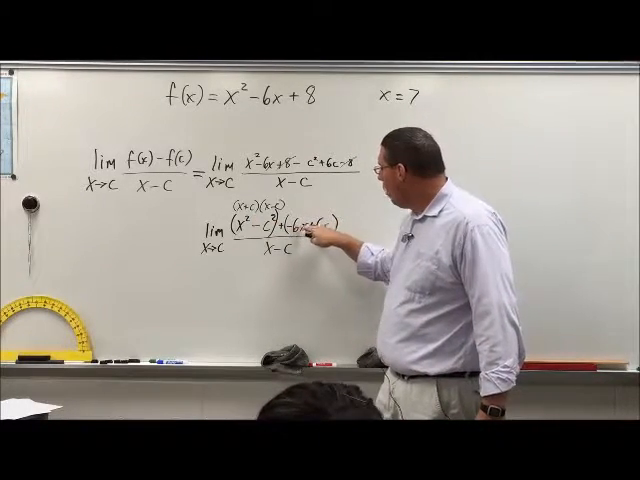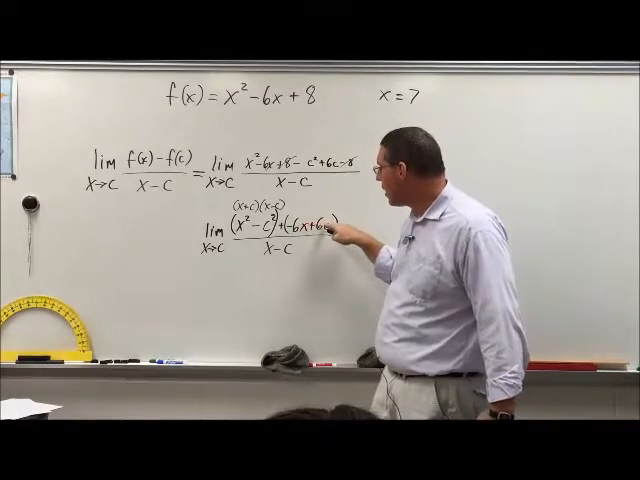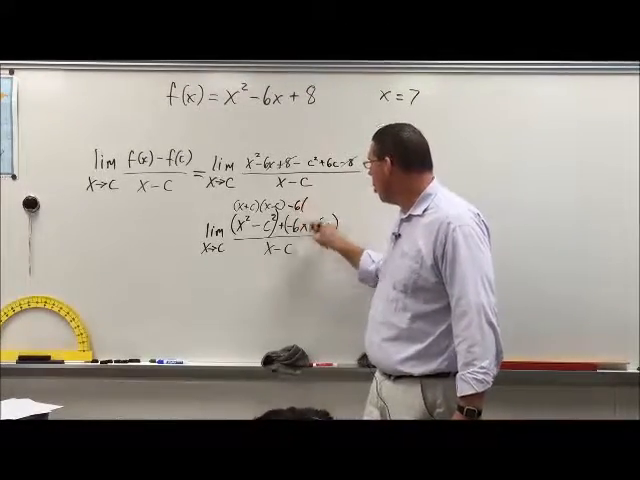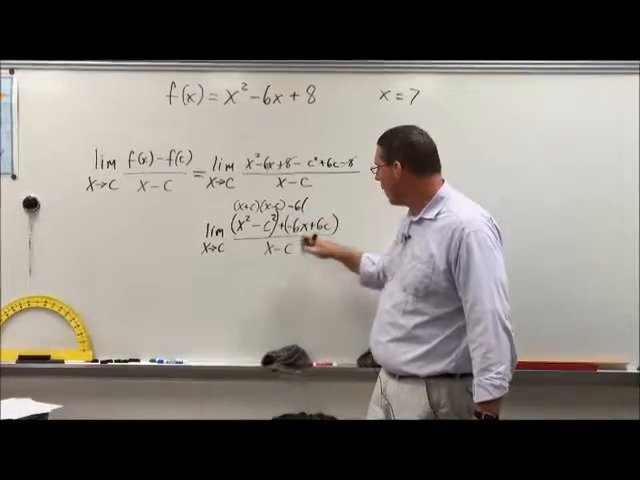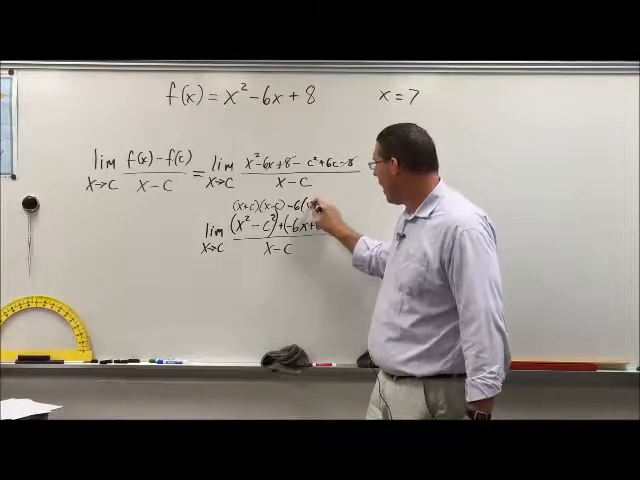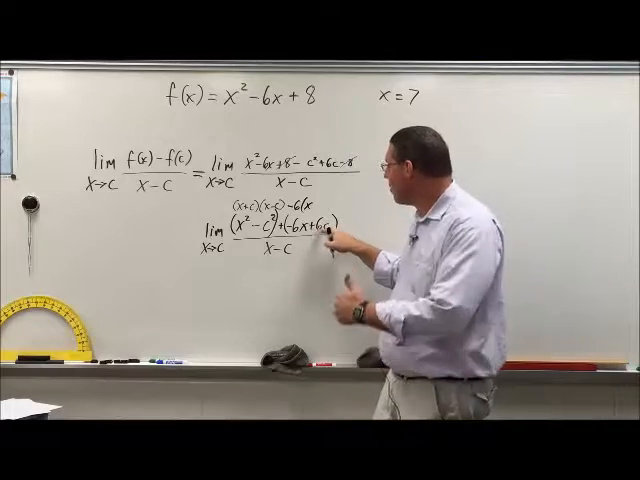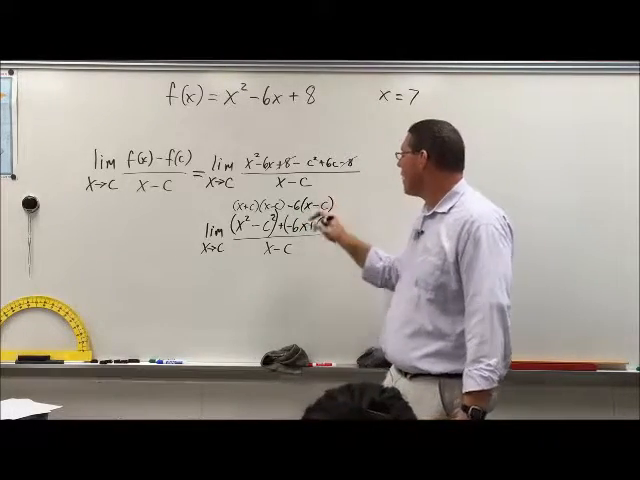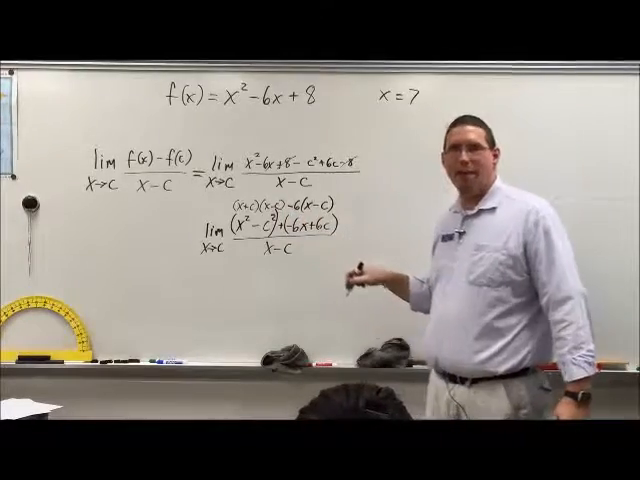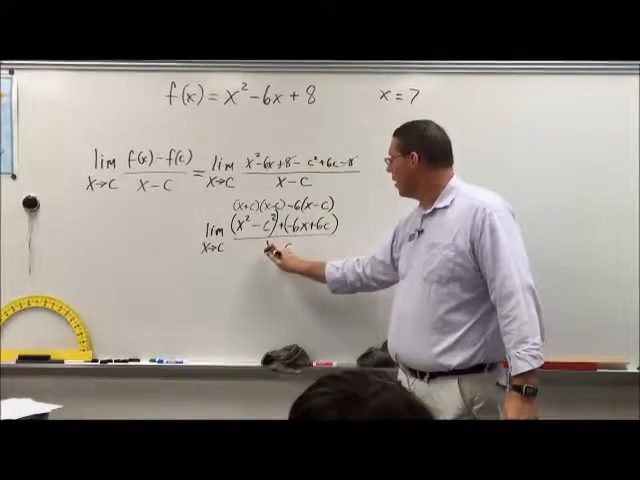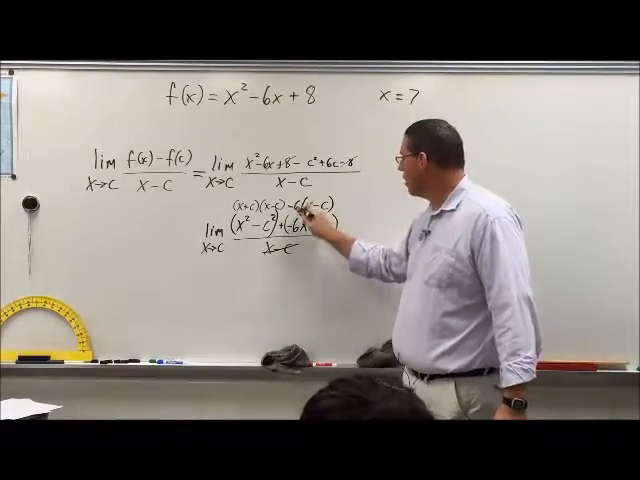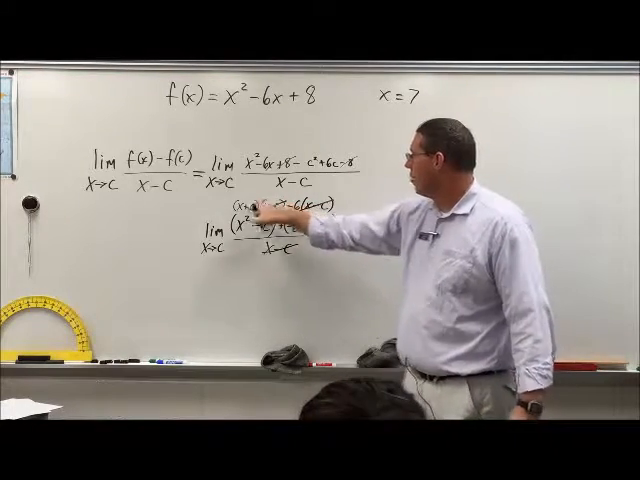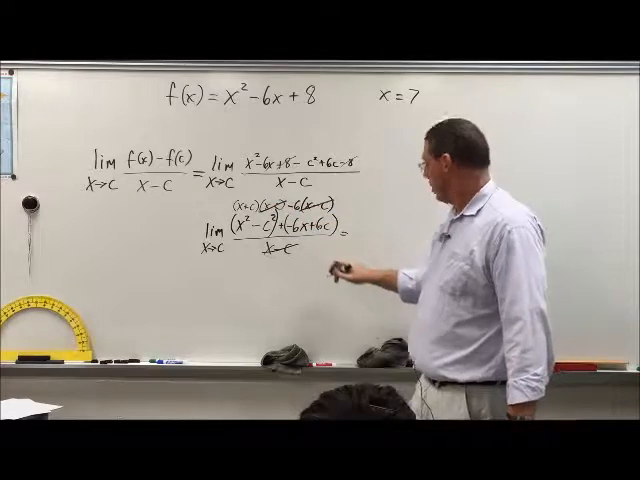Now, I can take a negative 6 out here. If I factor out a negative 6 here, what's negative 6x divided by negative 6? X. And what's positive 6c divided by negative 6? Negative c. And now I have an x minus c. So I can cancel x minus c, cancel x minus c, cancel x minus c. What's left? What do you see? X plus c.